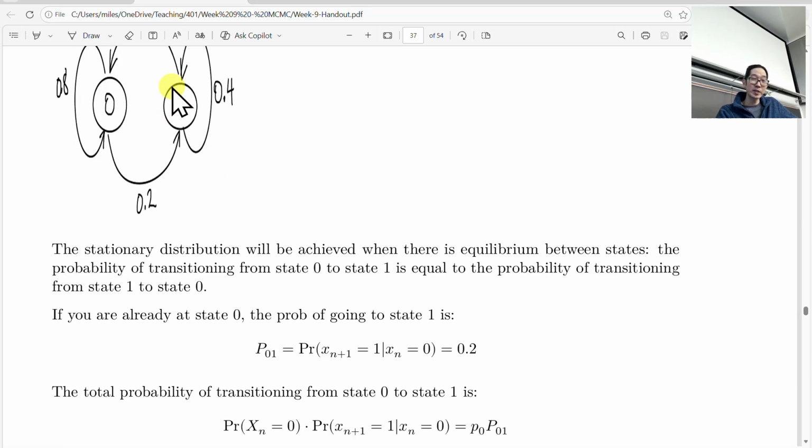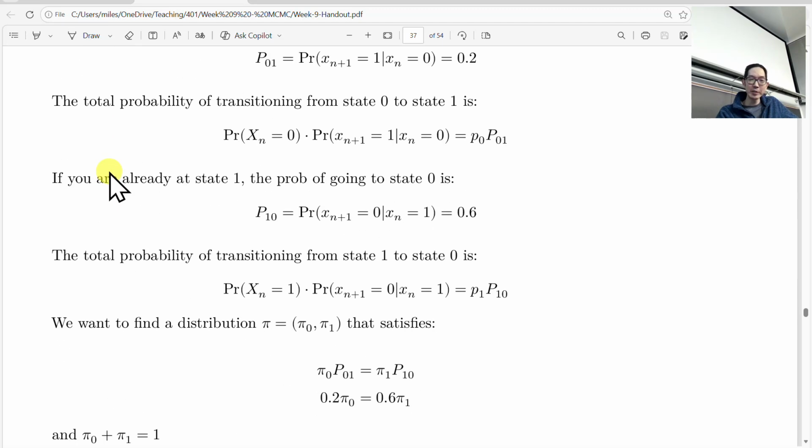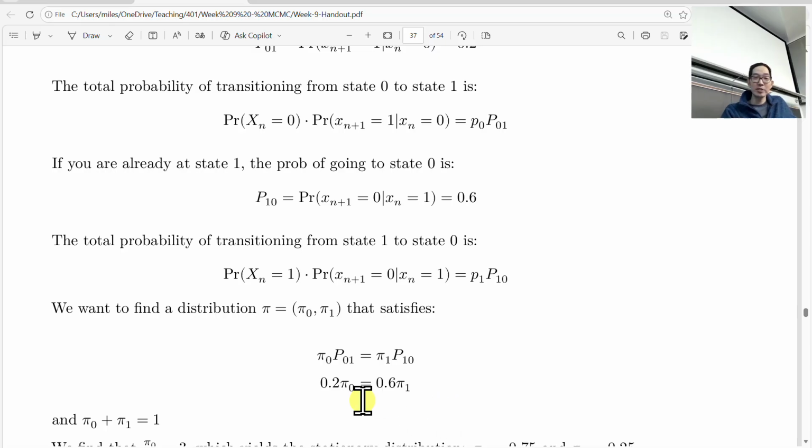Okay. And similarly, we do something over here where if we start off at 1, there's a 60% probability of going over to 0, and the amount that's going to be flowing is going to be the probability of starting off at state 1 times that probability of 0.6. And so what we want at the stationary distribution is to figure out the value of pi 0 and pi 1 so that 0.2 times pi 0 is equal to 0.6 times pi 1.